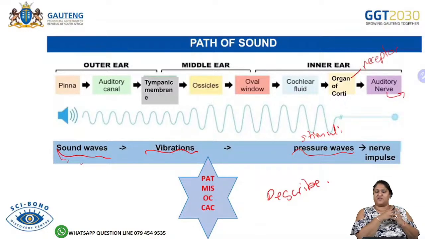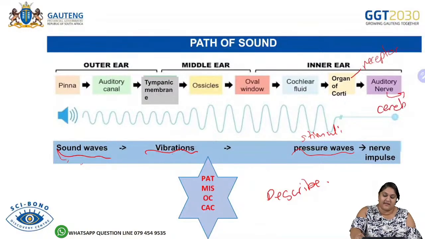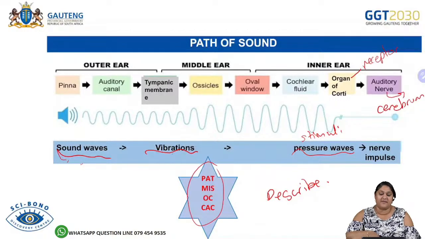Then those pressure waves are going to stimulate the organ of Corti to convert the stimulus into a nerve impulse, and then it's taken by the auditory nerve to the cerebrum. We don't say brain, we say that it goes to the cerebrum. Please remember that. This is another mnemonic for you to remember the different parts that you need to know. Then there are 2 ways that the inner ear regulates balance.